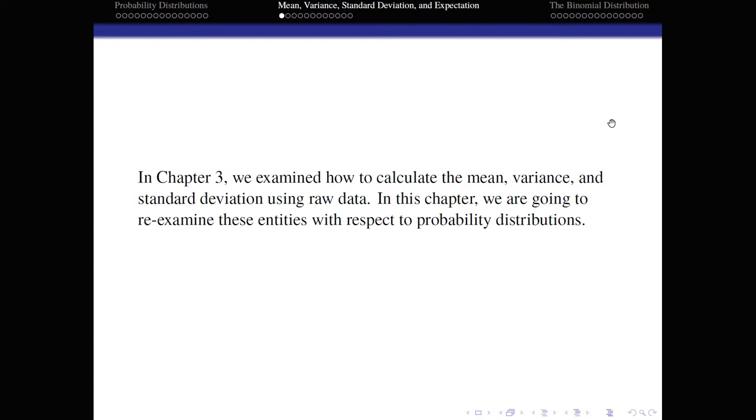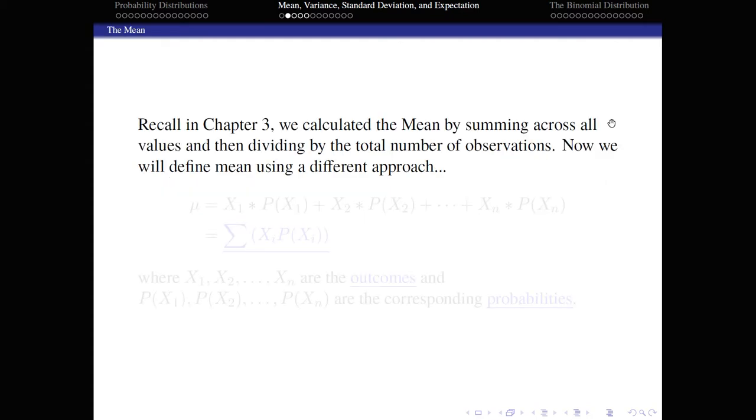Now we're going to discuss the same concept, but when we have been given the probability distribution, that is, each of those individual values of x and their probabilities. Previously, we calculated the mean by adding across all the values and then dividing by the total number of observations. Now what we're going to do instead is to take each of the values, those x values at the top of the column, and multiply by each of the probabilities in the bottom.